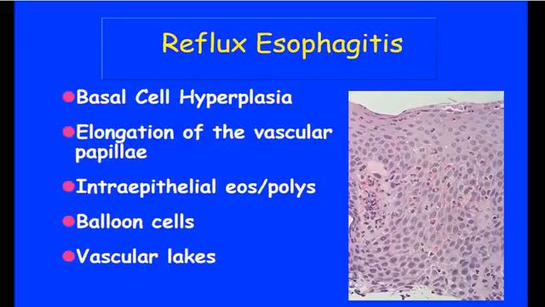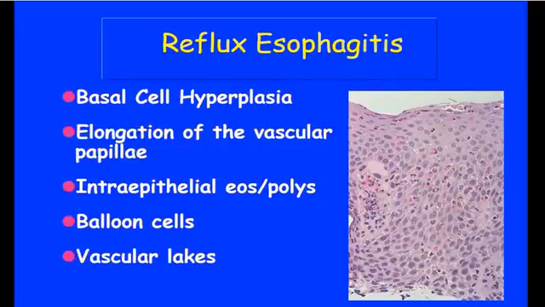So what do we see under the microscope in reflux? You all have known this for years. We talk about basal zone hyperplasia. This is just squamous hyperplasia. Normally in the esophagus, the basal layer is about 2 cells thick, and in severe reflux, the entire thickness of the mucosa may be taken up with basal cells. The vascular papillae, which are usually below the top 1/3 of the mucosa, will go up towards the surface because the surface is necrosed and gone.